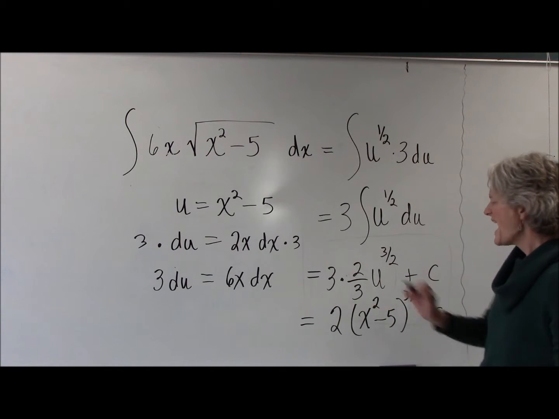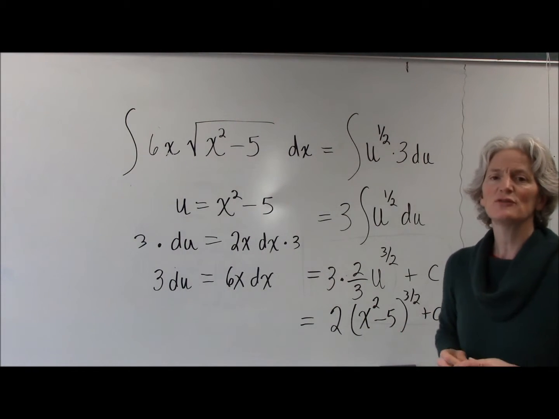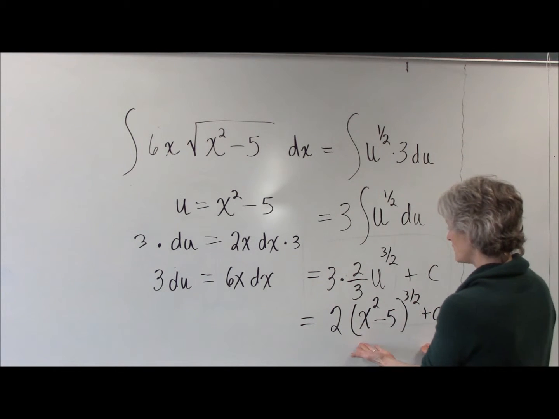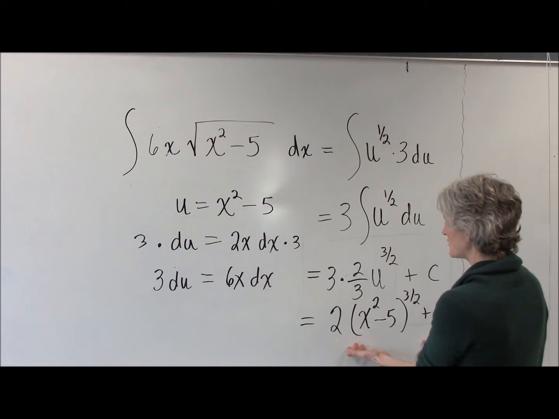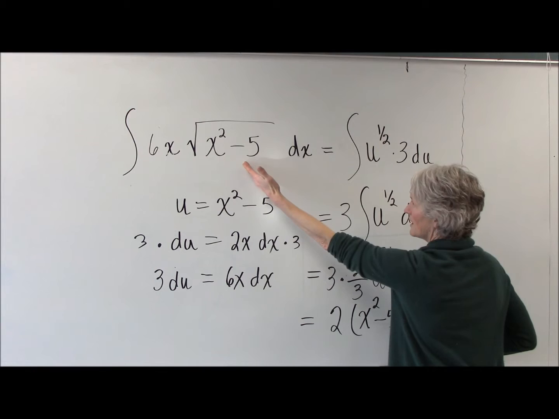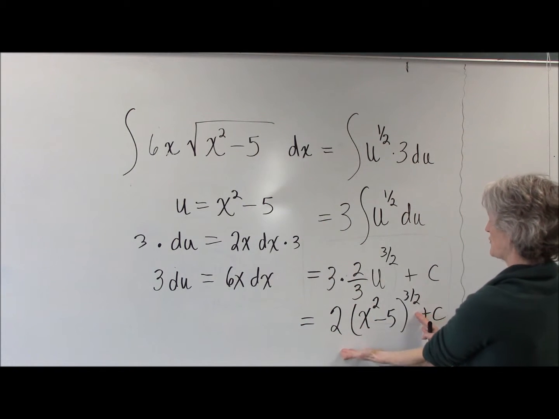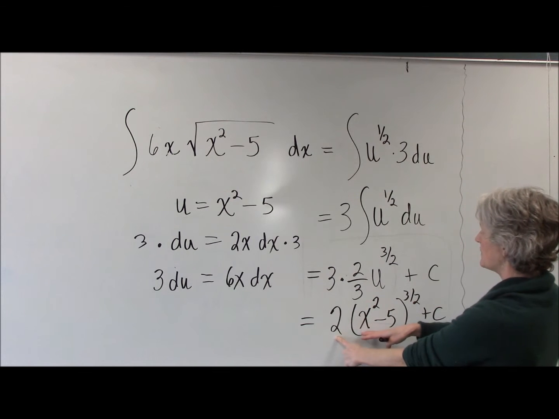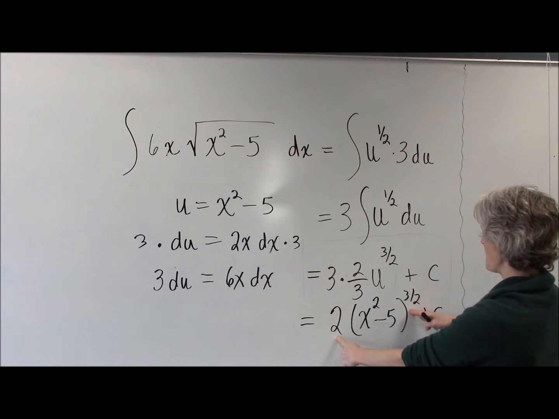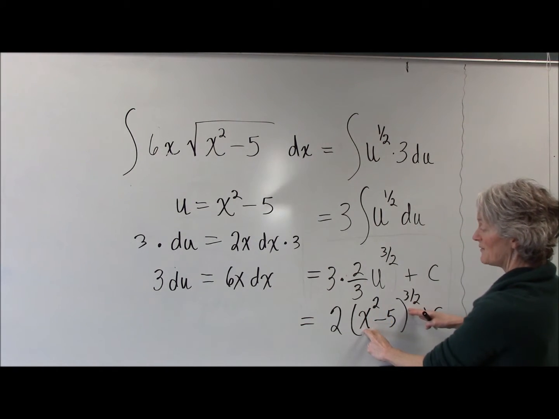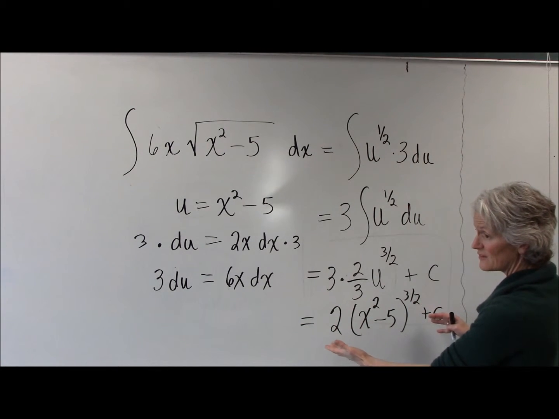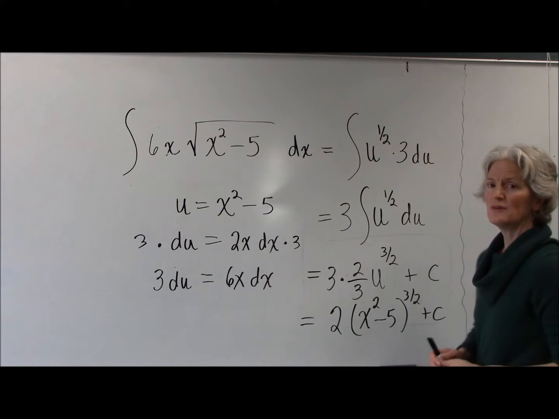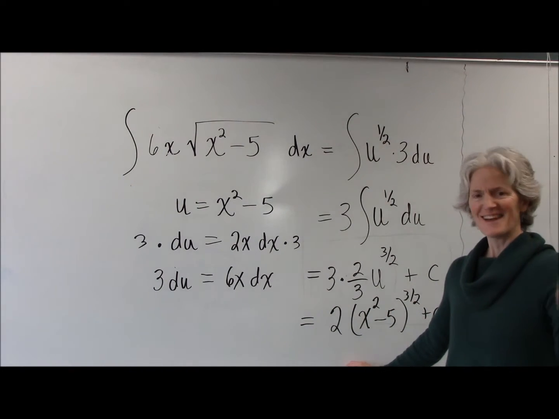plus c. And the beautiful thing about taking antiderivatives, they're so easy to check. Just take the derivative of your answer and see if you get what you're trying to integrate, the original. So let's do that. 3/2 times 2 is 3 times x squared minus 5 to the 1/2 times the derivative of x squared, which is 2x. 3 times that 2x gives you that 6x. Right. And there you are. Beautiful.